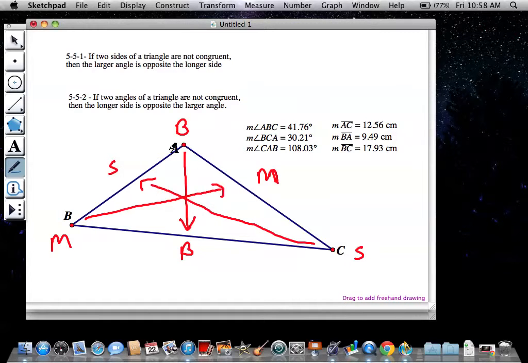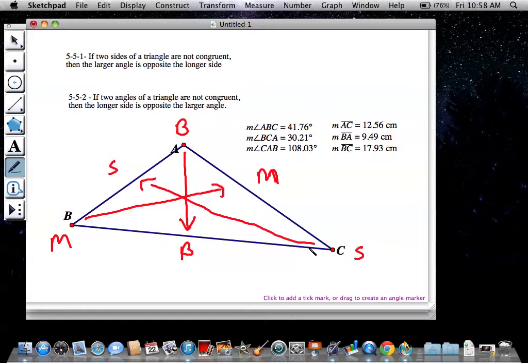Now the opposite of that is also true. The next theorem says if two angles of a triangle are not congruent, then the longer side is opposite the larger angle. I have the big side here, opposite of it is the biggest angle. I have the medium side here, opposite of it is the medium angle. I have the smallest side here, opposite of it is the smallest angle.